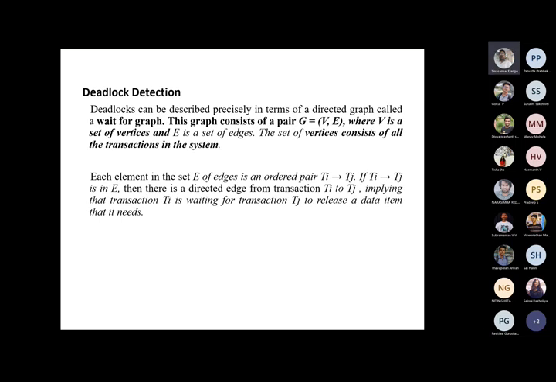So we are going to represent deadlock detection by means of a wait-for graph, where nodes represent the transactions and edges represent the relationship between the transactions. If there exists an edge between transaction Ti and Tj, it implies that transaction Ti is waiting for the data item that is being held by transaction Tj.